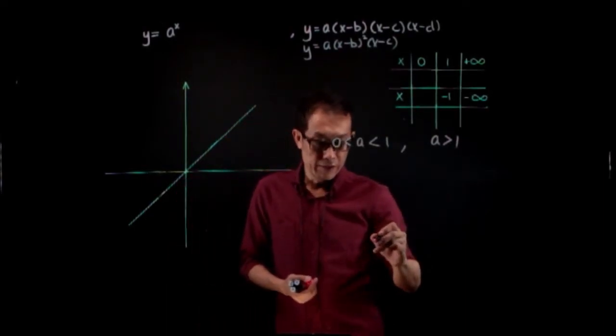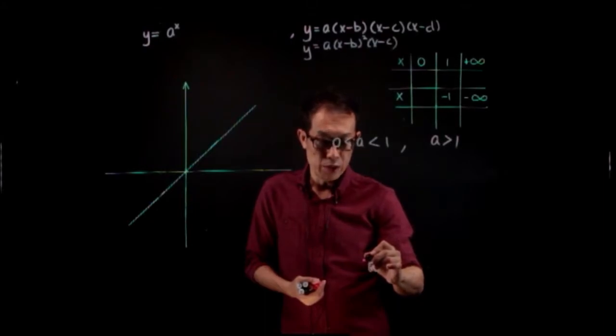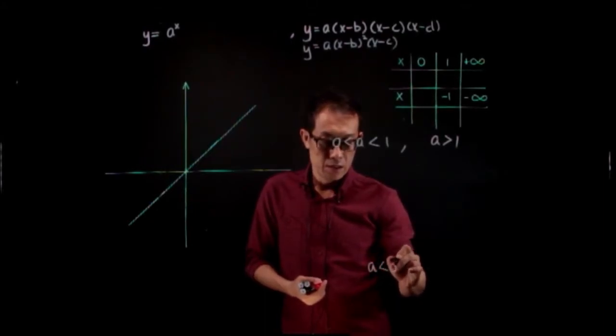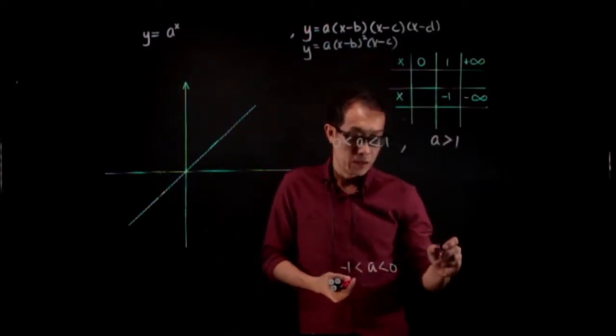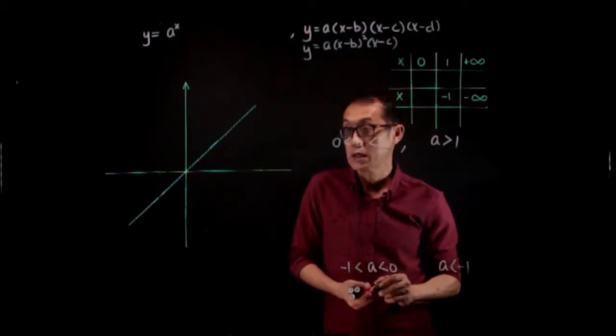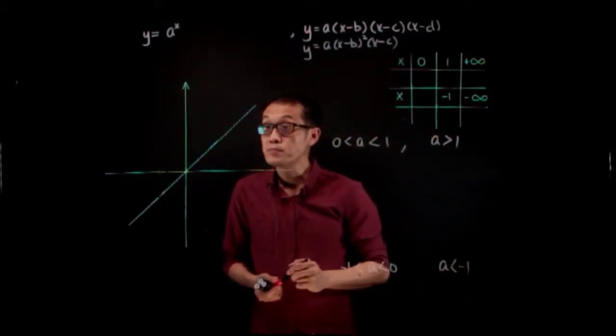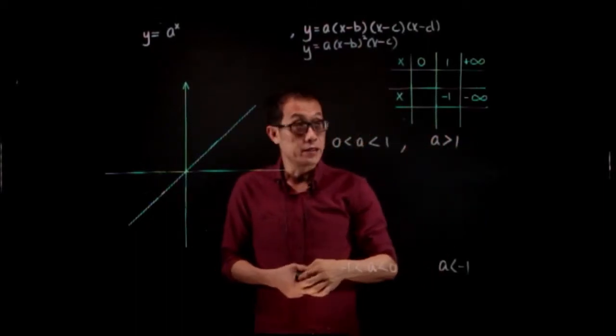And perhaps I will even show you what will happen if a is between -1 and 0, or a is smaller than -1. Now let's consider this case first.